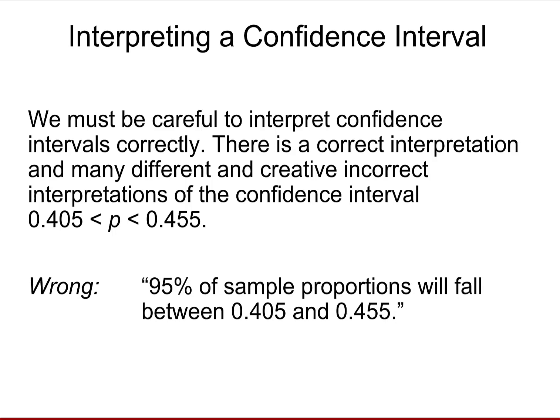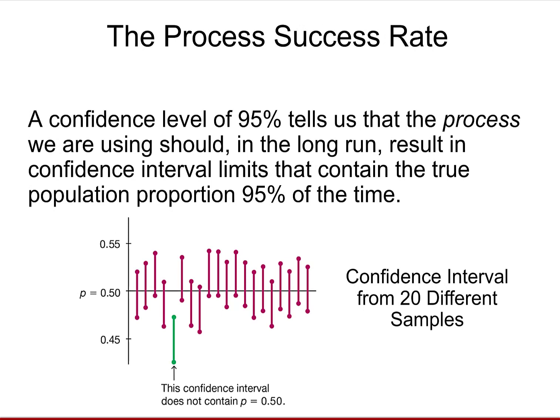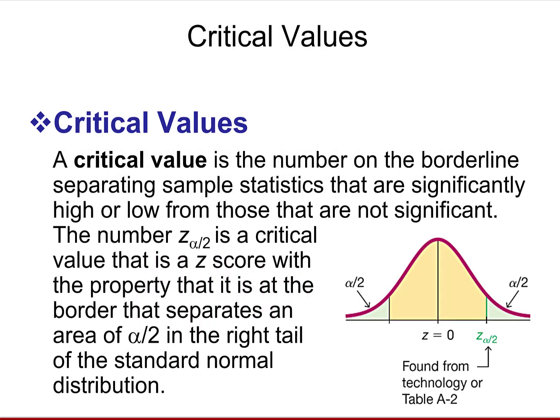Another wrong interpretation is that 95% of sample proportions will fall within that interval. A confidence level of 95% tells us that the process we're using, in the long run, if we took repeated samples of the same size, 95% of the time the intervals calculated from those samples would contain the true population parameter. Here's an example: we have 20 different samples. 19 of those captured the true population proportion, and one of them did not, which is where we get the 95% from.